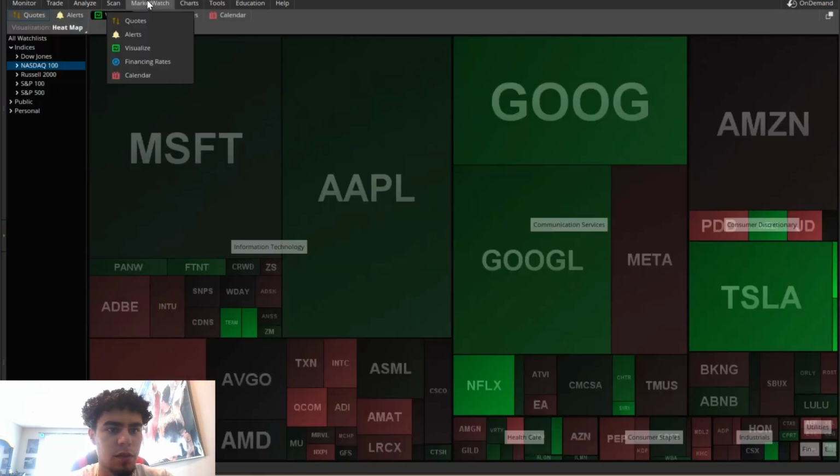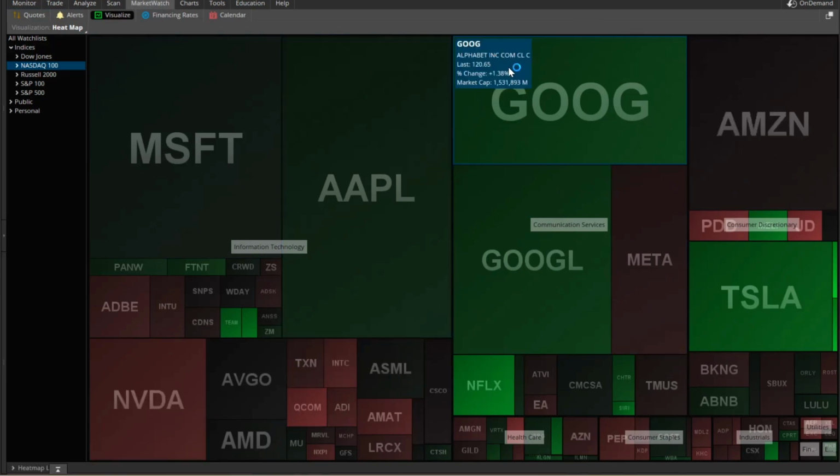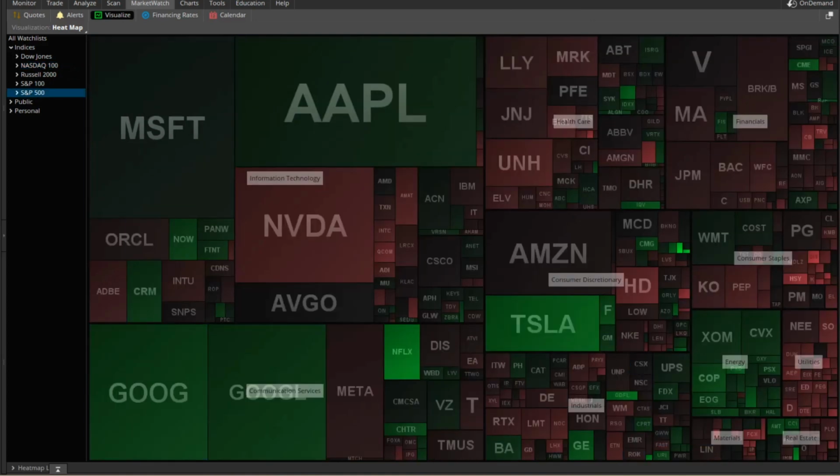But this is the NASDAQ. Let me cover my face again. These are the stocks listed in the NASDAQ. It's 100 stocks, the NASDAQ 100 obviously, and then the S&P. This is your S&P 500. So there's obviously more stocks here. You can see Google is still highly weighted, Microsoft, Apple, Nvidia, Amazon, Tesla.